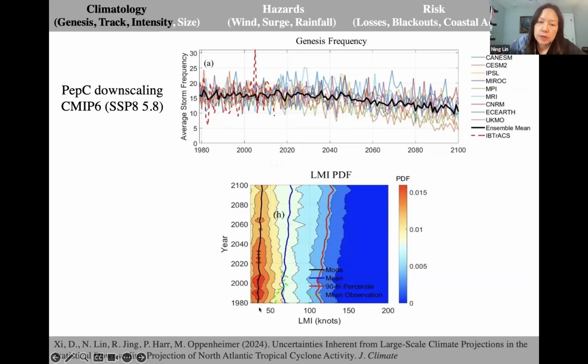This is a distribution of the lifetime maximum intensity over time. This curve is the mode. This is the mean, and the red one is the 90th percentile. You can see that over time, this distribution will be moving towards higher values, indicating intensity will increase. There are some details about storms tending to move closer to the coast and northward that I didn't show here. But overall, there's decreasing frequency, but that doesn't mean we have a decrease of the impact.